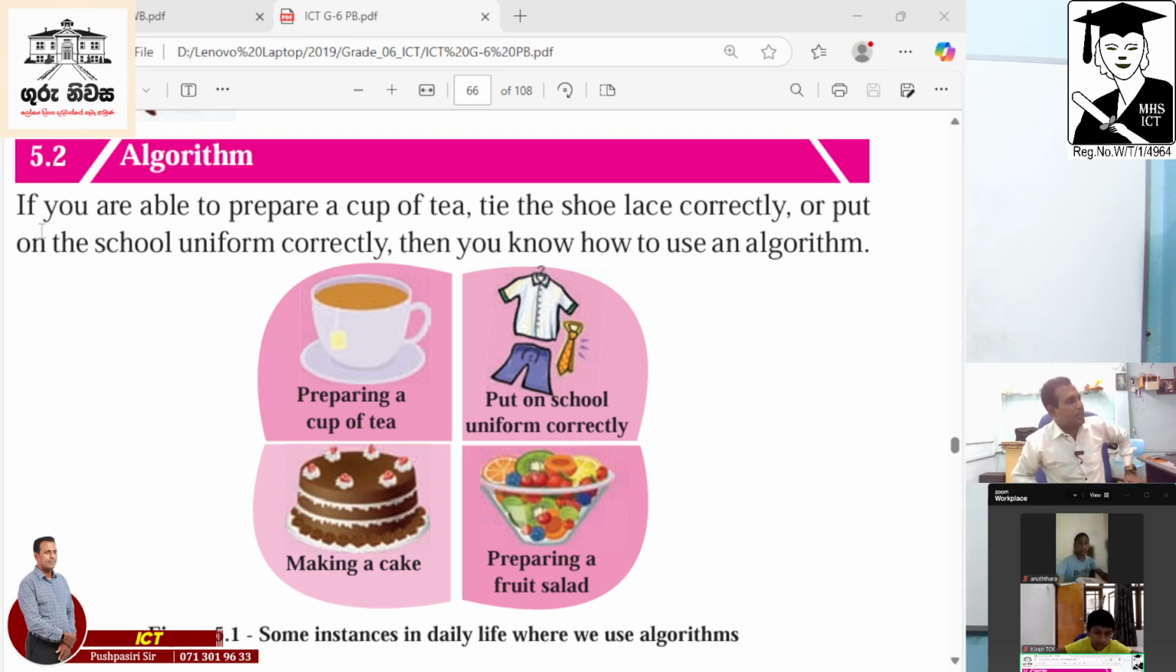What is an algorithm? If you are able to prepare a cup of tea, tie the shoelace accordingly, or put on the school uniform correctly, then you know how to use an algorithm.